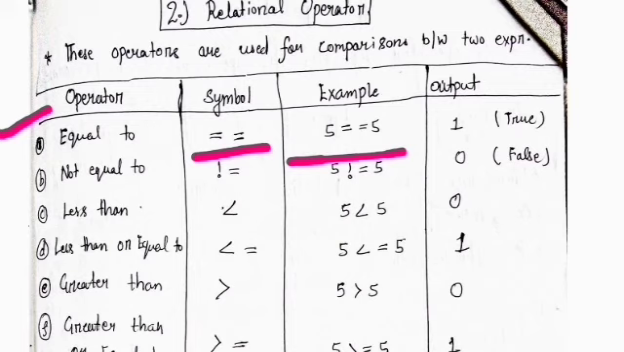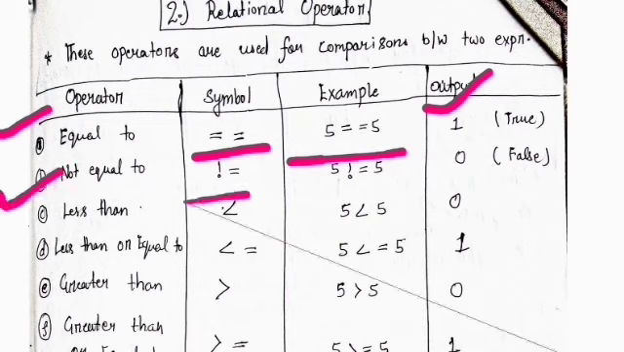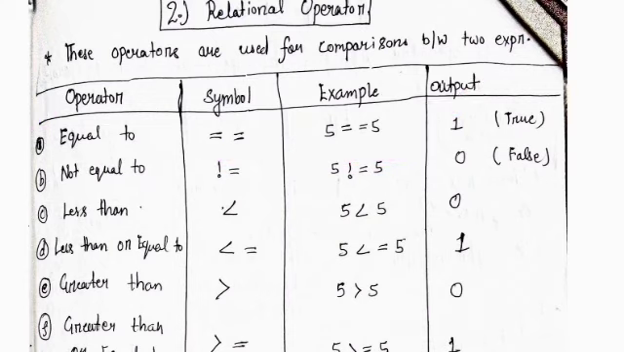Yes, this is true. So the output is 1. And second, the not equal to operator is represented like this. Coming to the example, 5 is not equal to 5. This is false. So false is represented as 0 output.